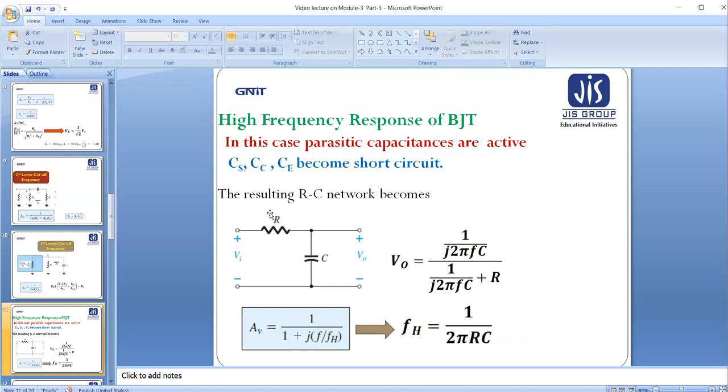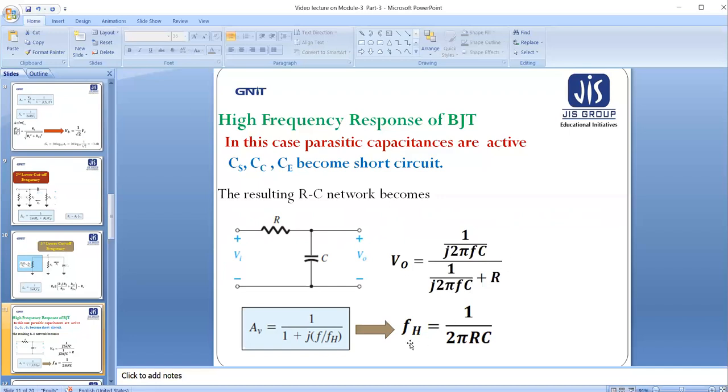Now during the high frequency response, the resulting RC network will look like this, because the R will be in the first position, then the capacitor. When these parasitic capacitances are active, they are basically formed between the terminal and the ground. That's why the capacitor is always placed after the resistor. So Vo will be equal to, by the voltage divider rule, (1 by j 2 pi fC) divided by (1 by j 2 pi fC plus R) into Vi.